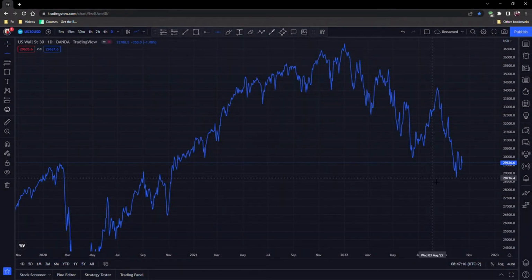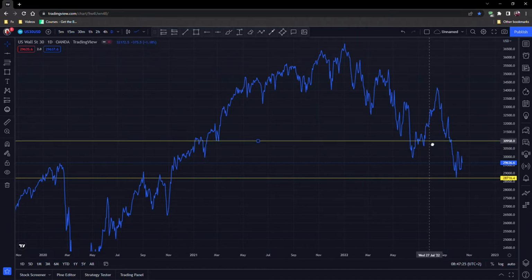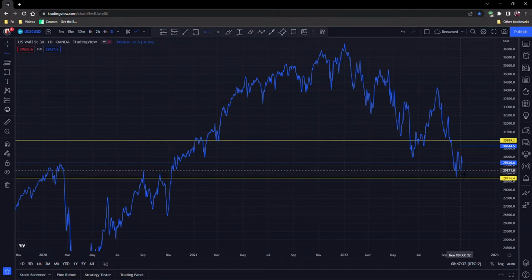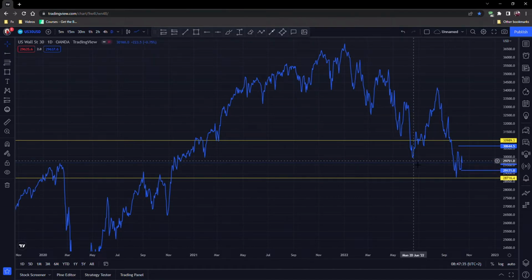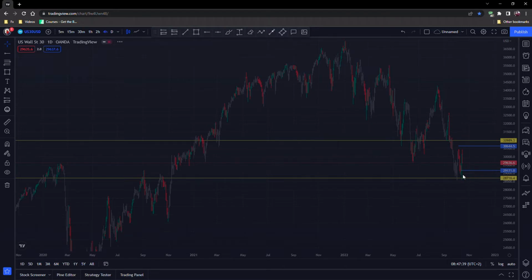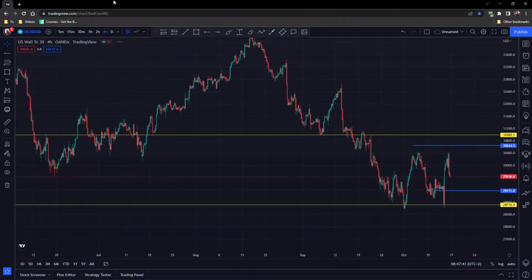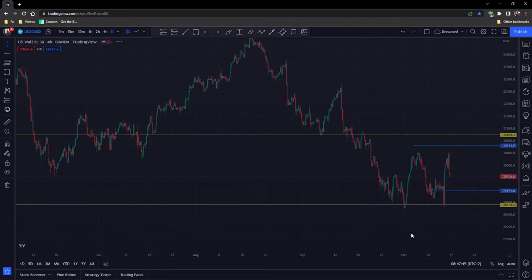Looking at Us30, we had our weekly low and our weekly high. Let's move that weekly high to this area, and we can have this area right here as a high area, and this area right here as a low area. Let's go to the candlesticks. What if we go back to the daily? I just want you guys to see this.